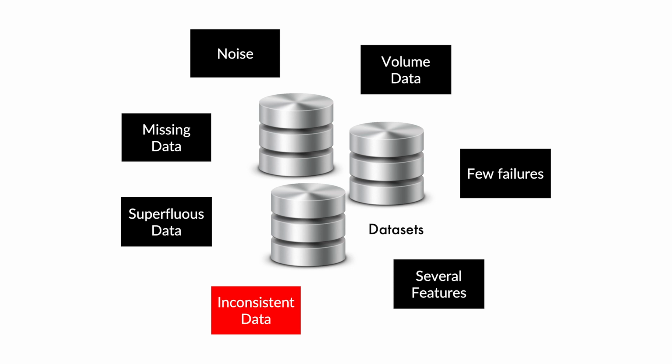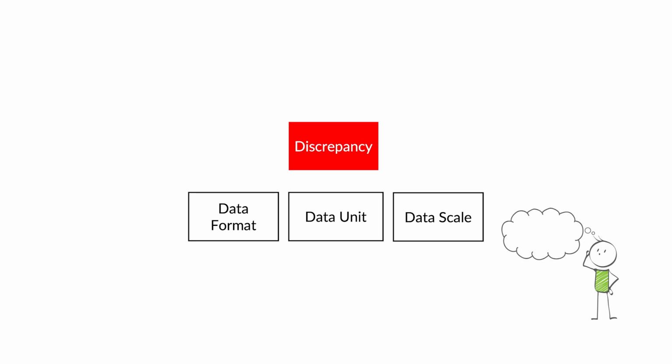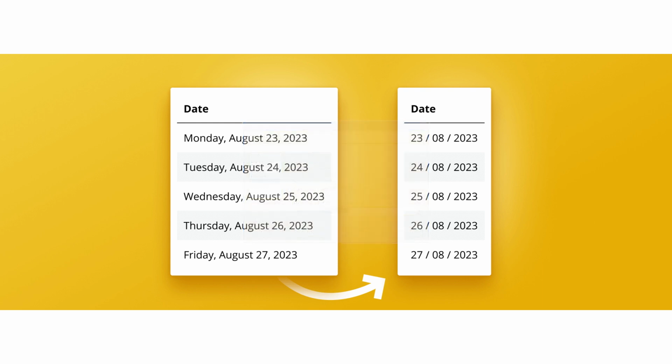Inconsistent data. This includes discrepancies in data formats, units, or scales across different sources or even time periods. Such inconsistencies can lead to misleading analysis if they are not well addressed. For example, if you have dates in different formats in the same column, this can lead to problems dealing with the data.